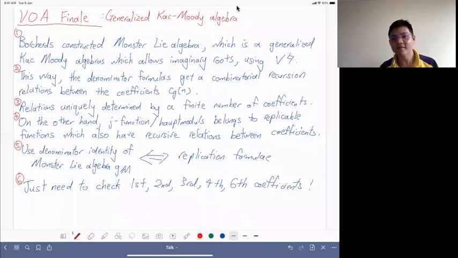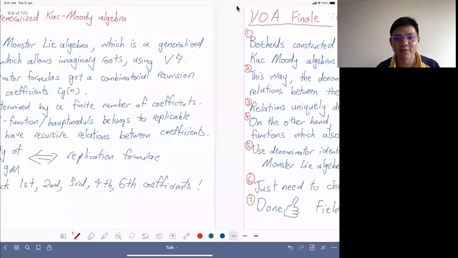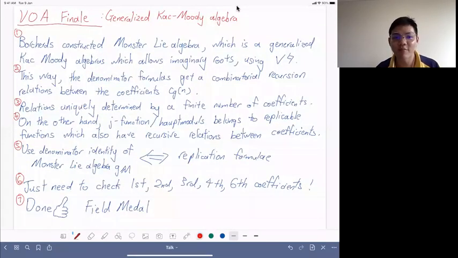And because of all his work, he got a few medals. And Borcherds is actually a student of Conway, who conjectured the monstrous moonshine.